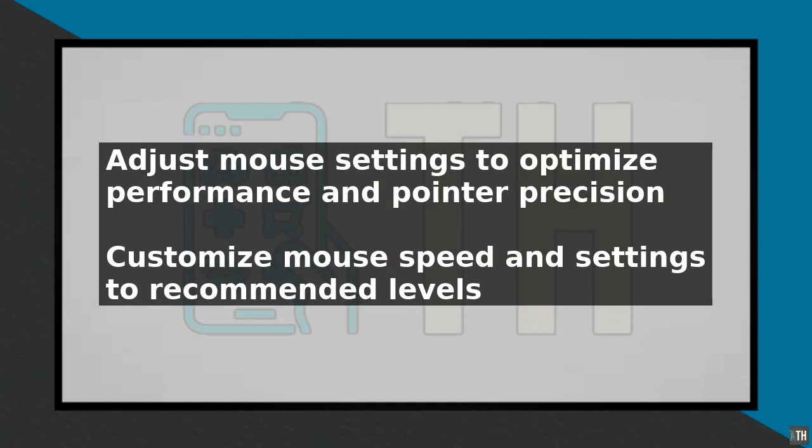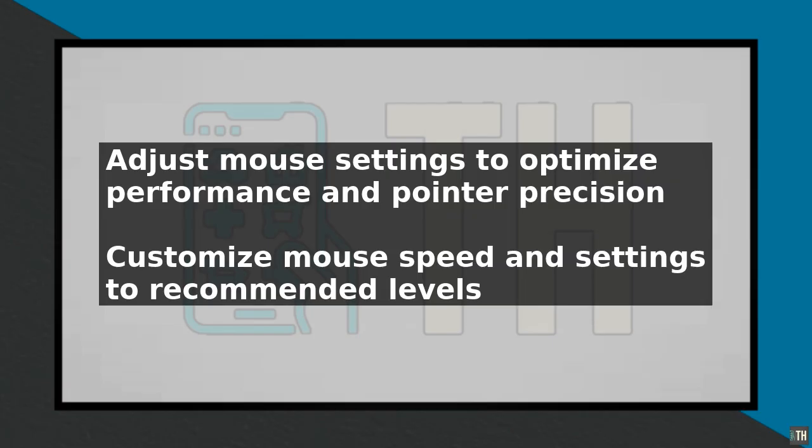Next, adjust your mouse settings to optimize performance. Open the Settings app, navigate to the Bluetooth and Devices section, and click on Mouse. Adjust the mouse speed and pointer precision to your liking, and ensure that the mouse is set to use the recommended settings.